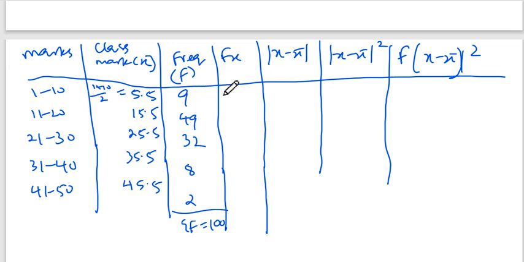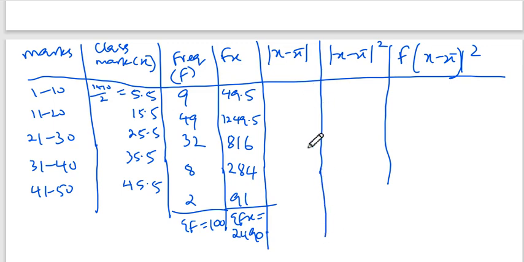9 times 5.5 is 49.5. 49 times 15.5 is 759.5. 32 times 25.5 gives us 816. 8 times 35.5 is 284. 2 times 45.5 is 91. I always sum up all this, summation fx, this plus 816, that's 284 plus 91. That gives us 2490.